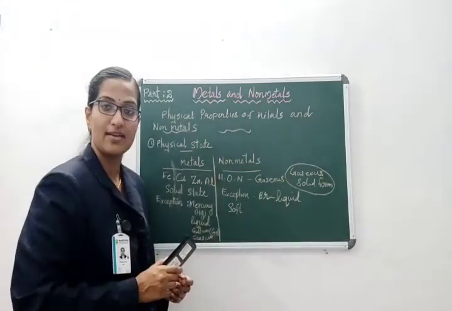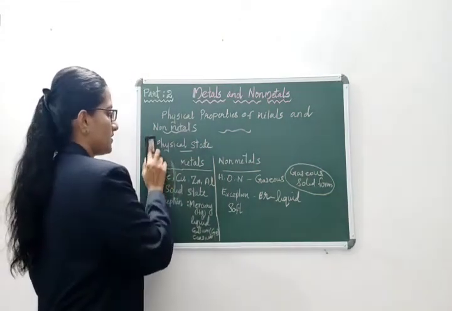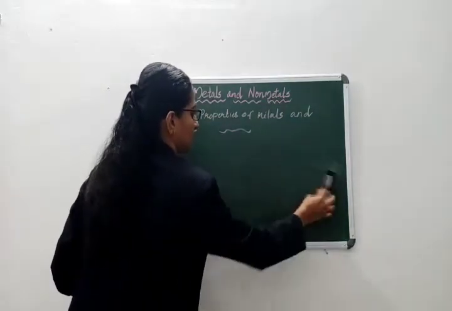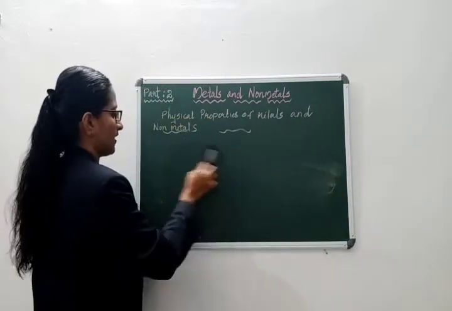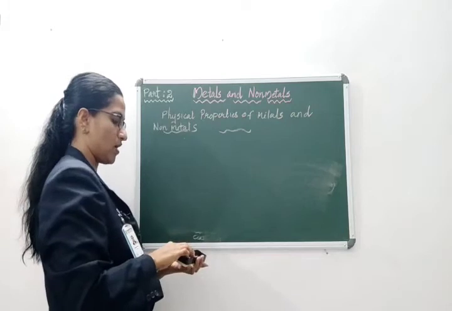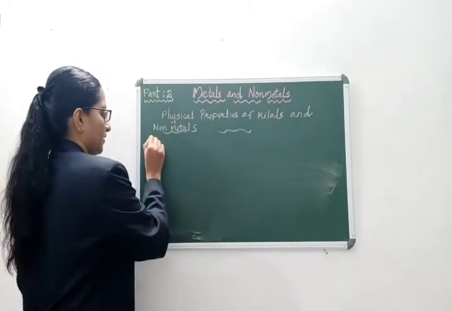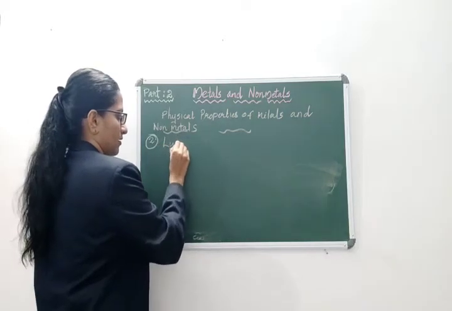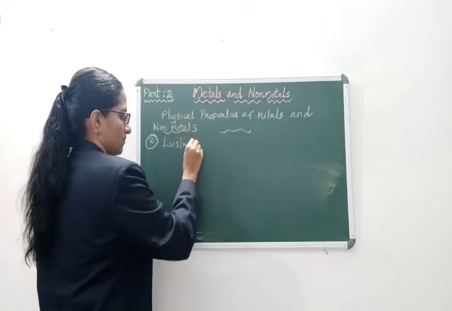Now let us go to the second physical property, the second physical property of metals and non-metals. Let us differentiate. Secondly, we can discuss lustrous.